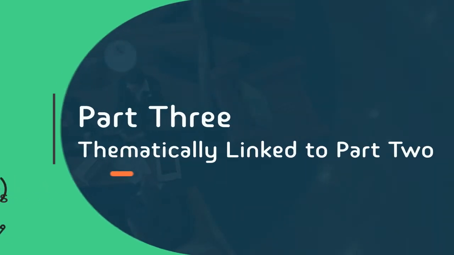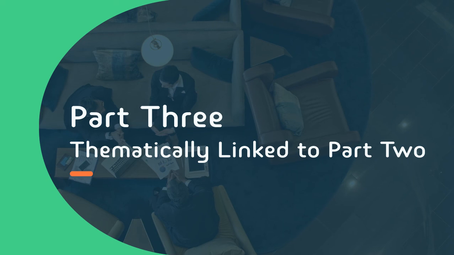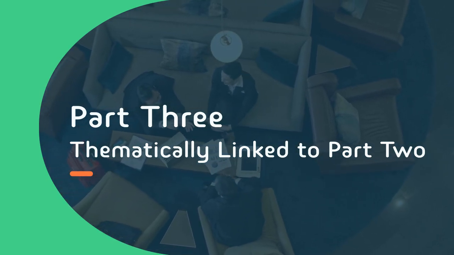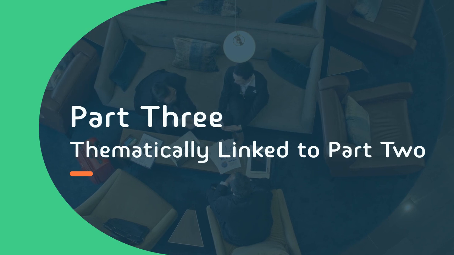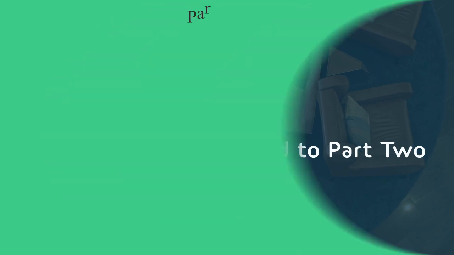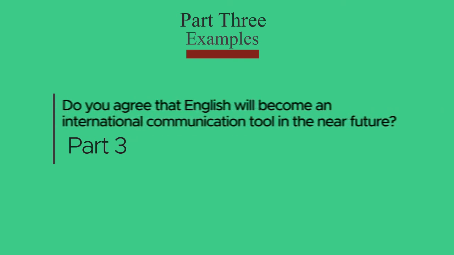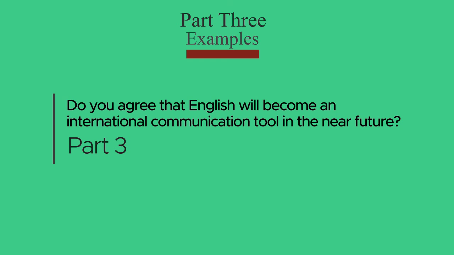In the third and the last part, the examiner asks you some questions that are thematically linked to Part 2. For instance, if in the second part we spoke about someone who can speak foreign languages fluently, in the third part you have to respond to questions like this. Where and when did he or she learn those languages? Do you agree that English will become an international communication tool in the near future? So Part 3 questions here are not general and personal like Part 1 questions. Part 3 takes about 4 to 5 minutes.